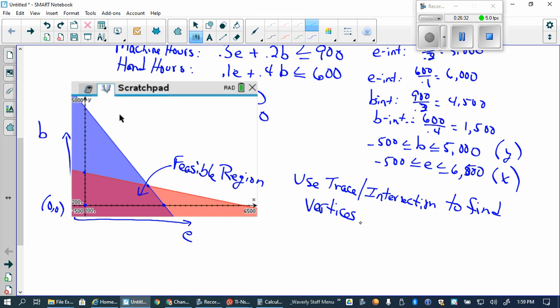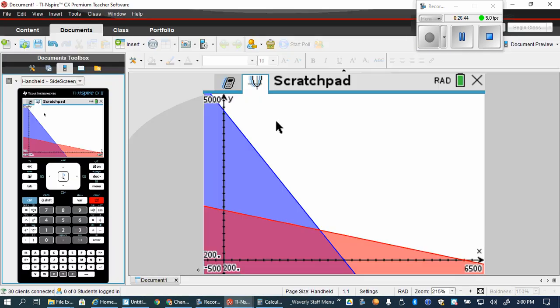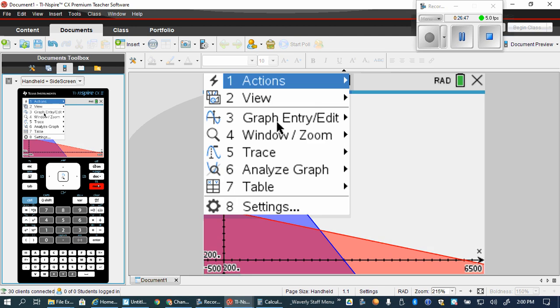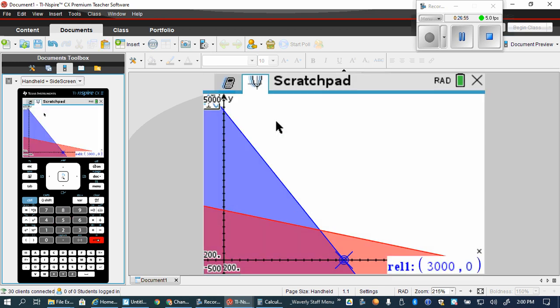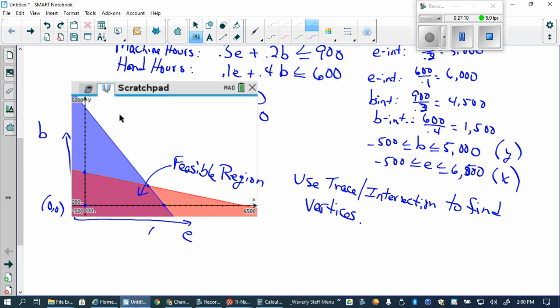And one of those four pairs of vertices is where we're going to optimize our objective function, which we don't have here quite yet. We will in the next example. So let's get these. That's 0, 0. So let's go here and trace this. Anyway, that's perfect, right? We already kind of found that with one of our windows. So the coordinates of that point are 3,000, 0.